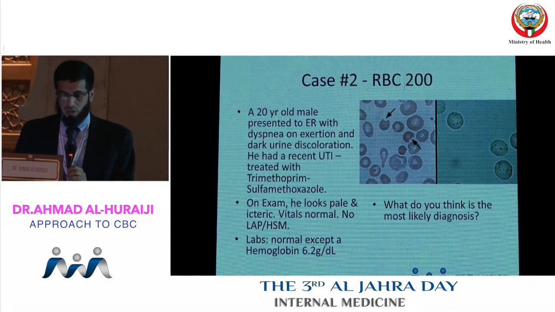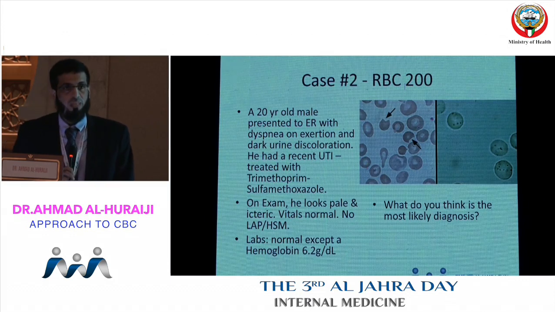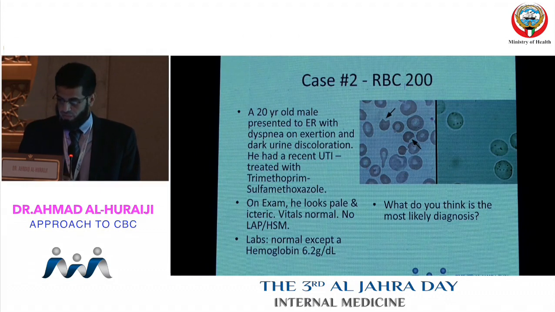His labs showed a hemoglobin of 6.2 gram, and the peripheral smear showing a bite cell, as you can see in the black arrows. And on the Heinz body preparation, you can see the denatured hemoglobin on the RBCs. So the most likely diagnosis here is a G6PD deficiency.